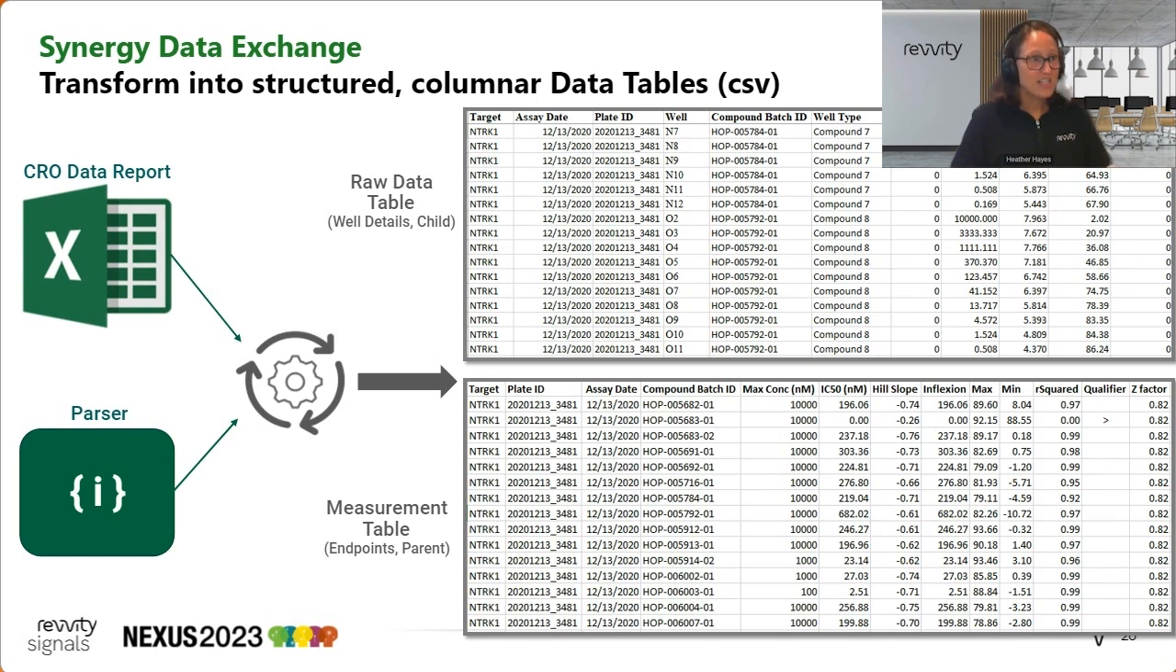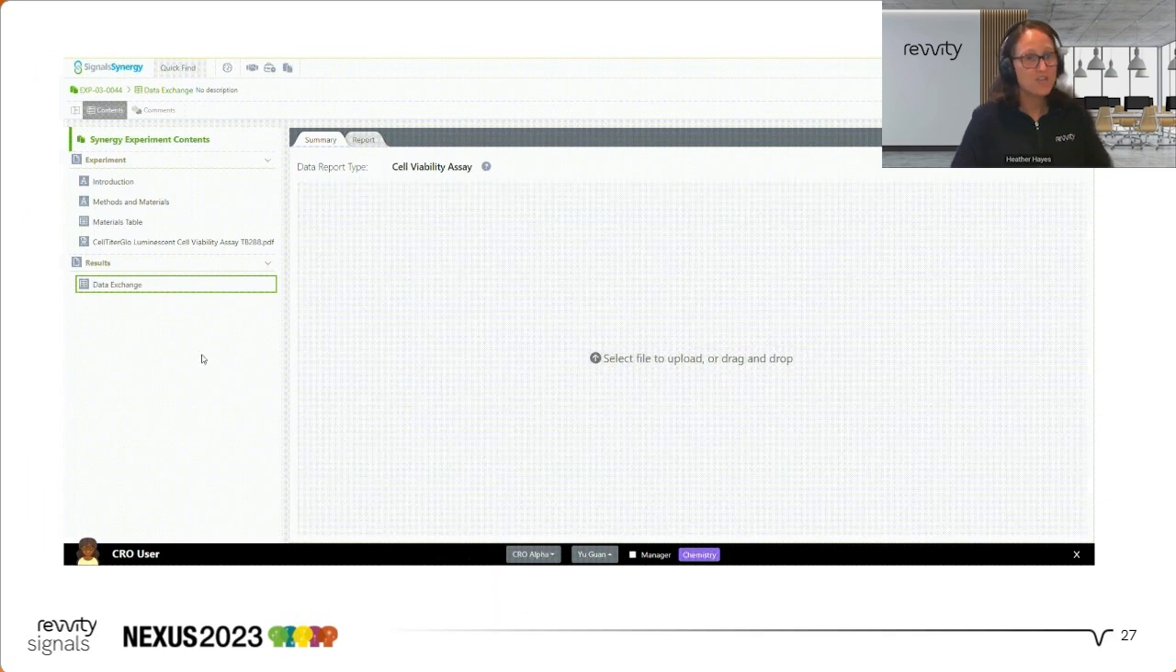So once that report is uploaded, the data exchange engine automatically runs, extracts the data into these columnar data tables that are then ready and easily published to Signal Synergy or to other data lakes. So it takes the data from that human readable format into a computer consumable format that can automatically be used for your downstream analytics and decisioning. So let's look at what this looks like.